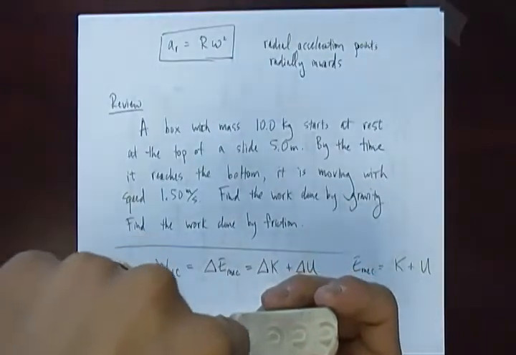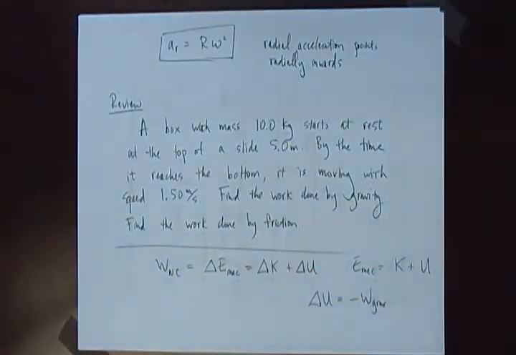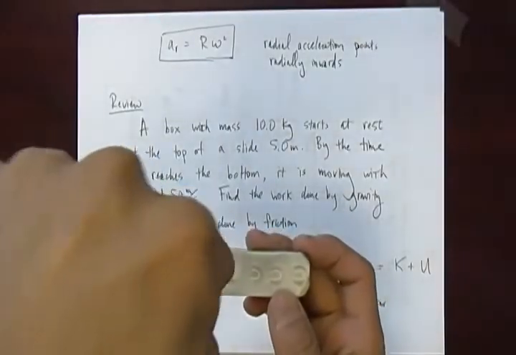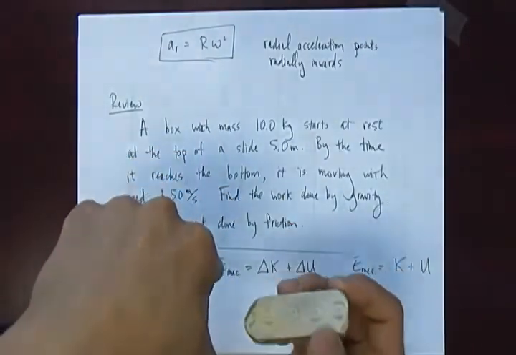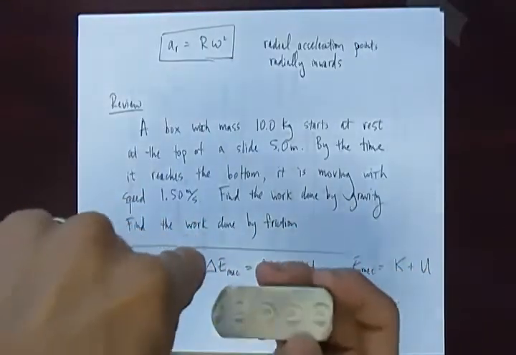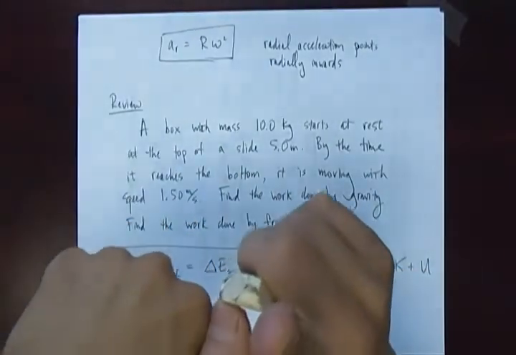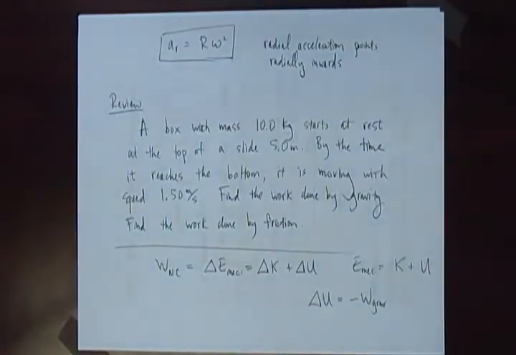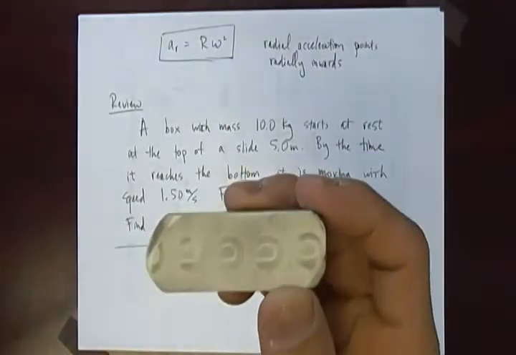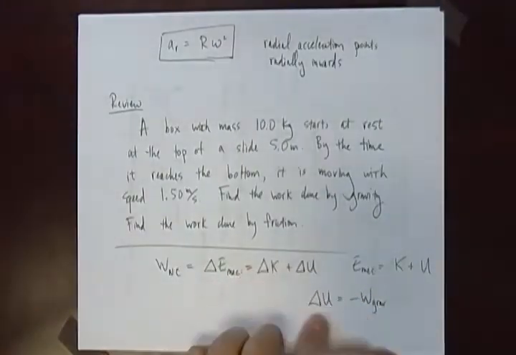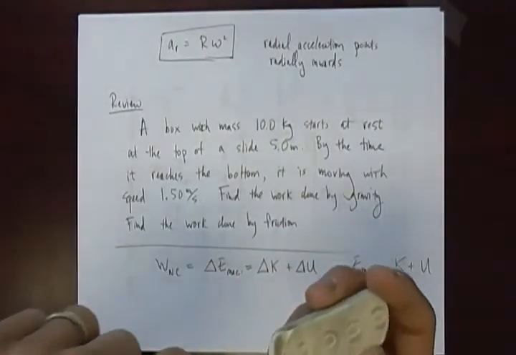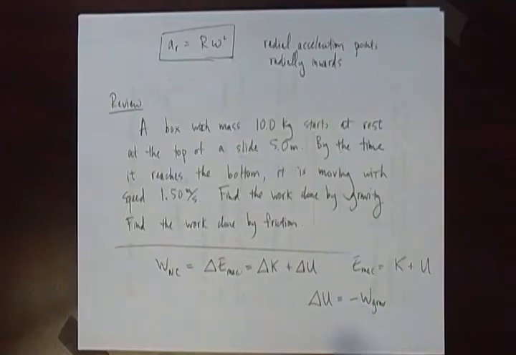Remember, whenever you have a little tug of war or a pushing match and you lose, you do negative work. So gravity wants to go this way, but the actual displacement is the other way. So when you do the dot product of the displacement and the force, you get a negative number. I'm storing potential energy, so delta U is positive if I go this way, and it will be equal to the negative of the work done by gravity.